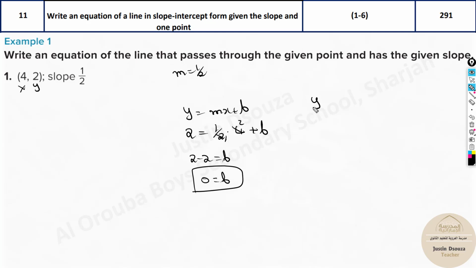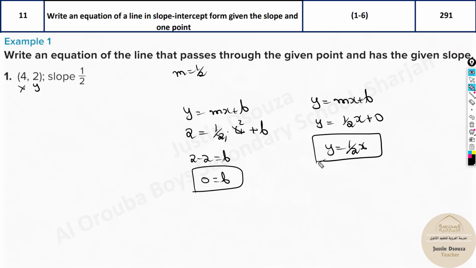Now again use the same slope-intercept form. Y equals mx plus b. And here keep the y and x as variables. Only substitute the slope and the b value. Half x plus 0. That is y equals half x. So if you draw a graph of this particular equation, you will get the slope half, and this particular line equation will pass through these points. This would be the final answer, the equation.